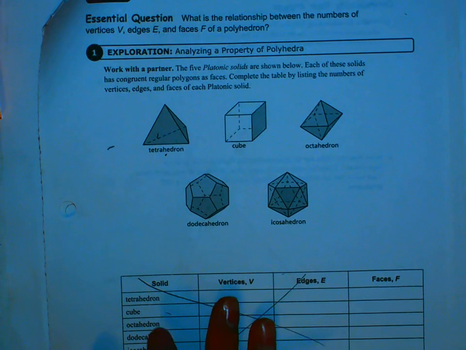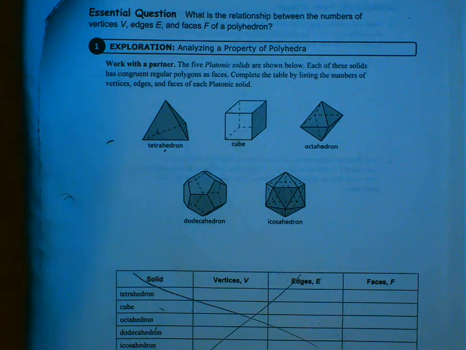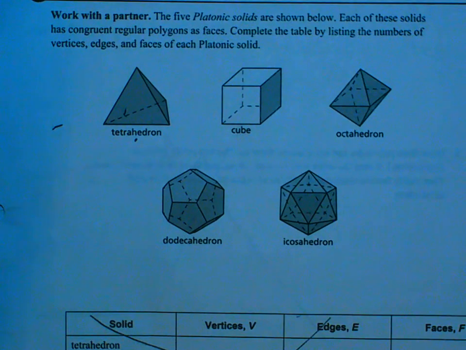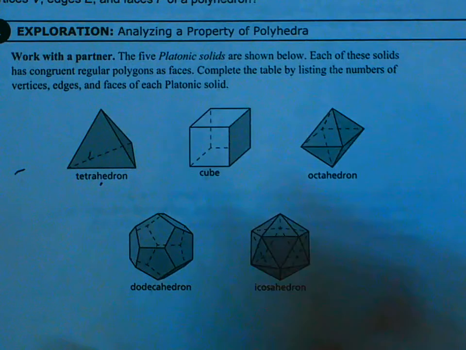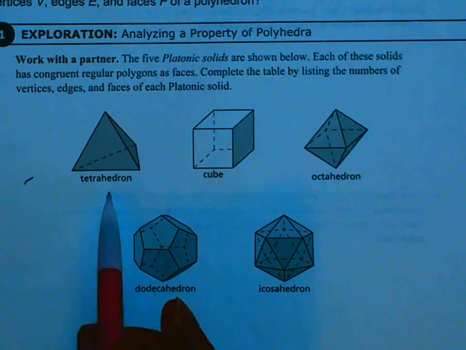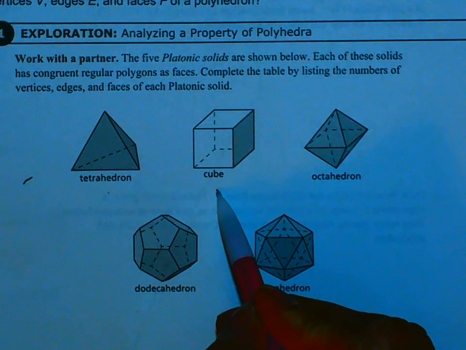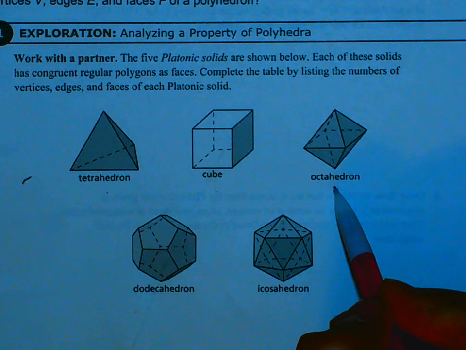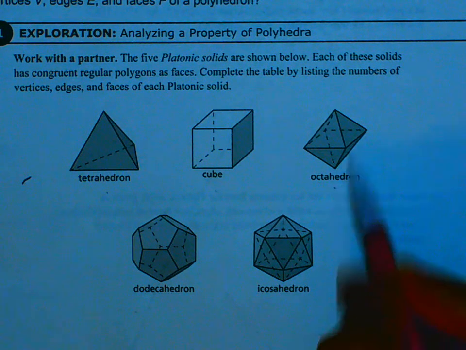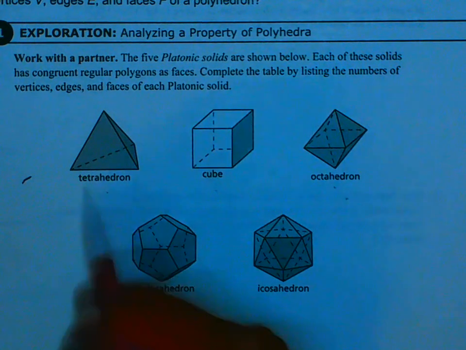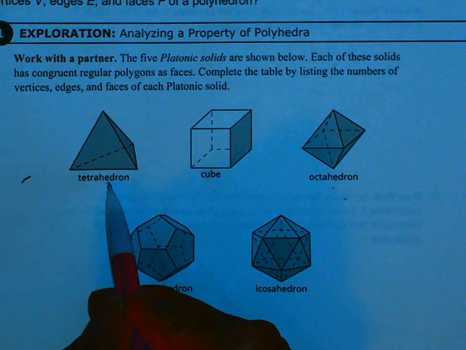Now here are 5 examples of polyhedrons. I'm going to zoom into them so you can see what they are. I'm not going to really worry about the table right below it. Okay, this is a tetrahedron. This is a cube, which we're very familiar with. This is an octahedron. This is bounded by, I believe, 8 equilateral triangles. This one's bounded by 3 equilateral triangles.